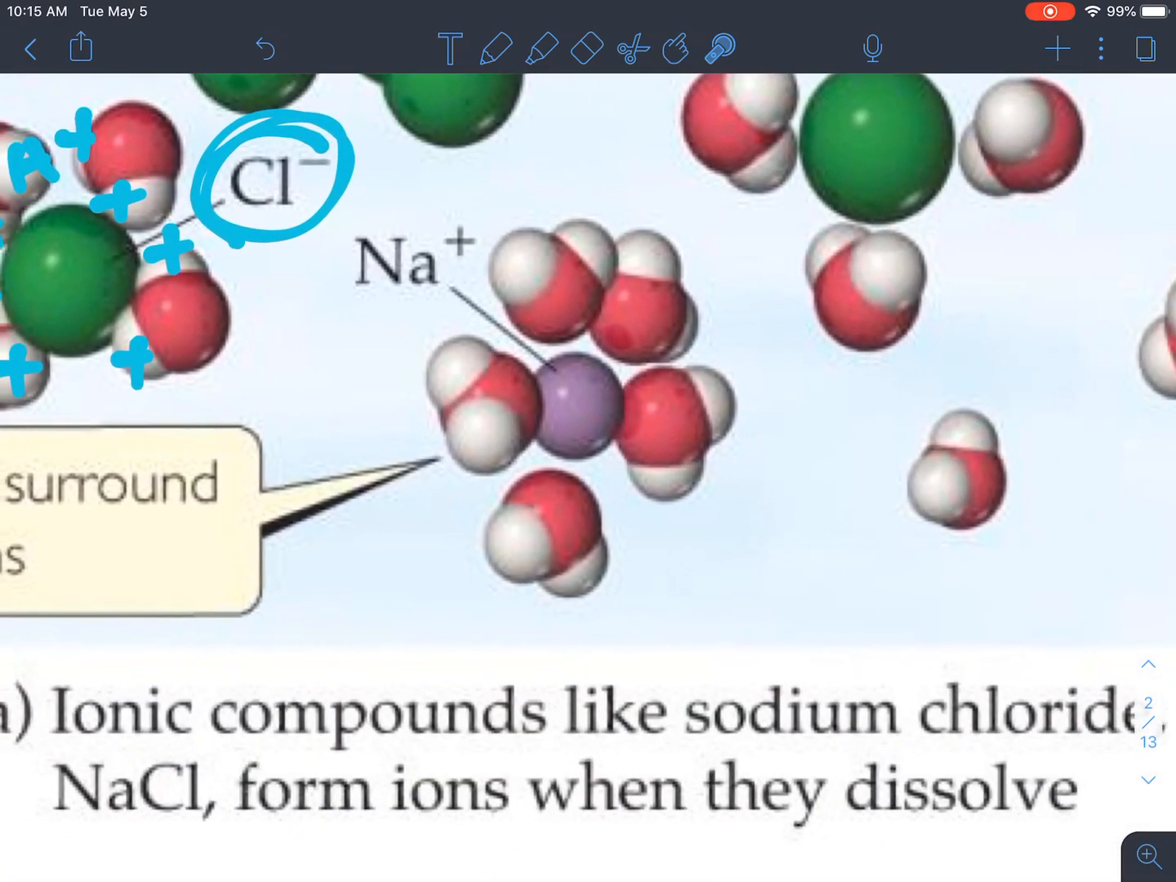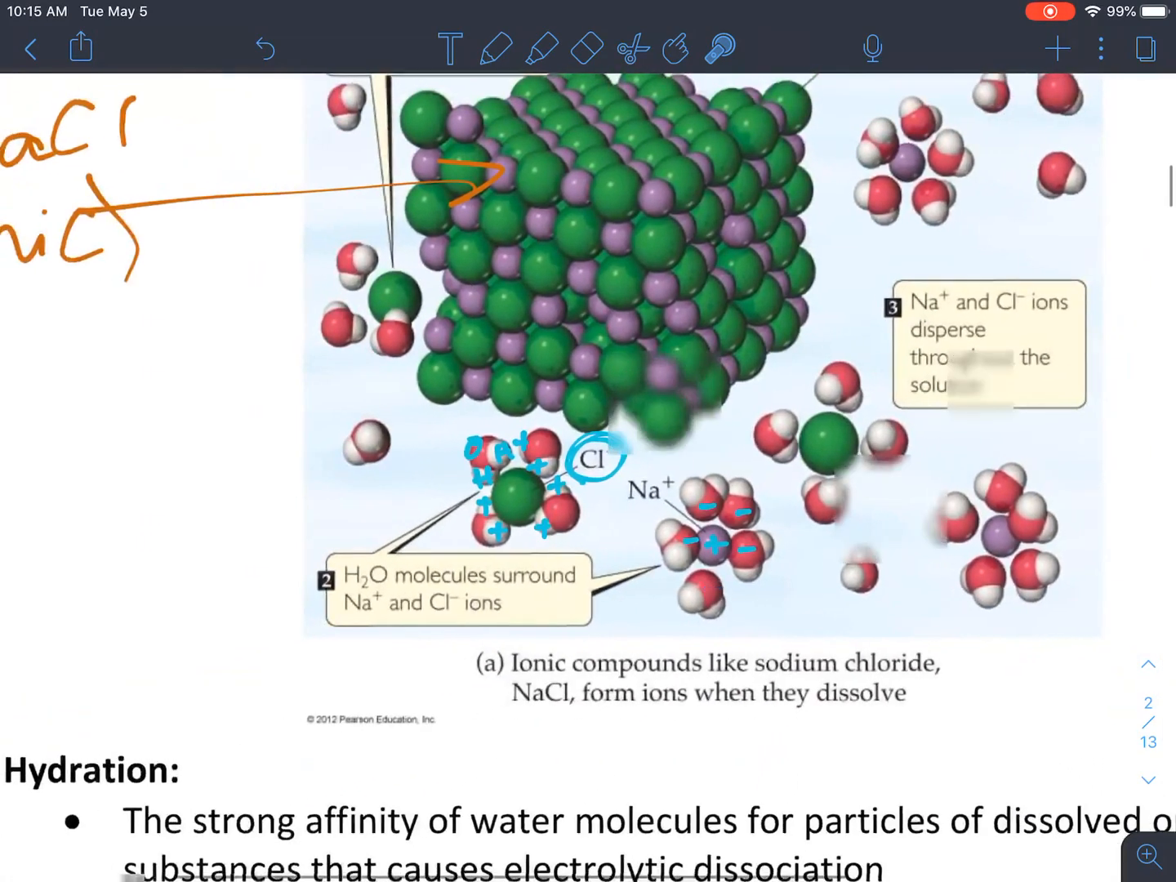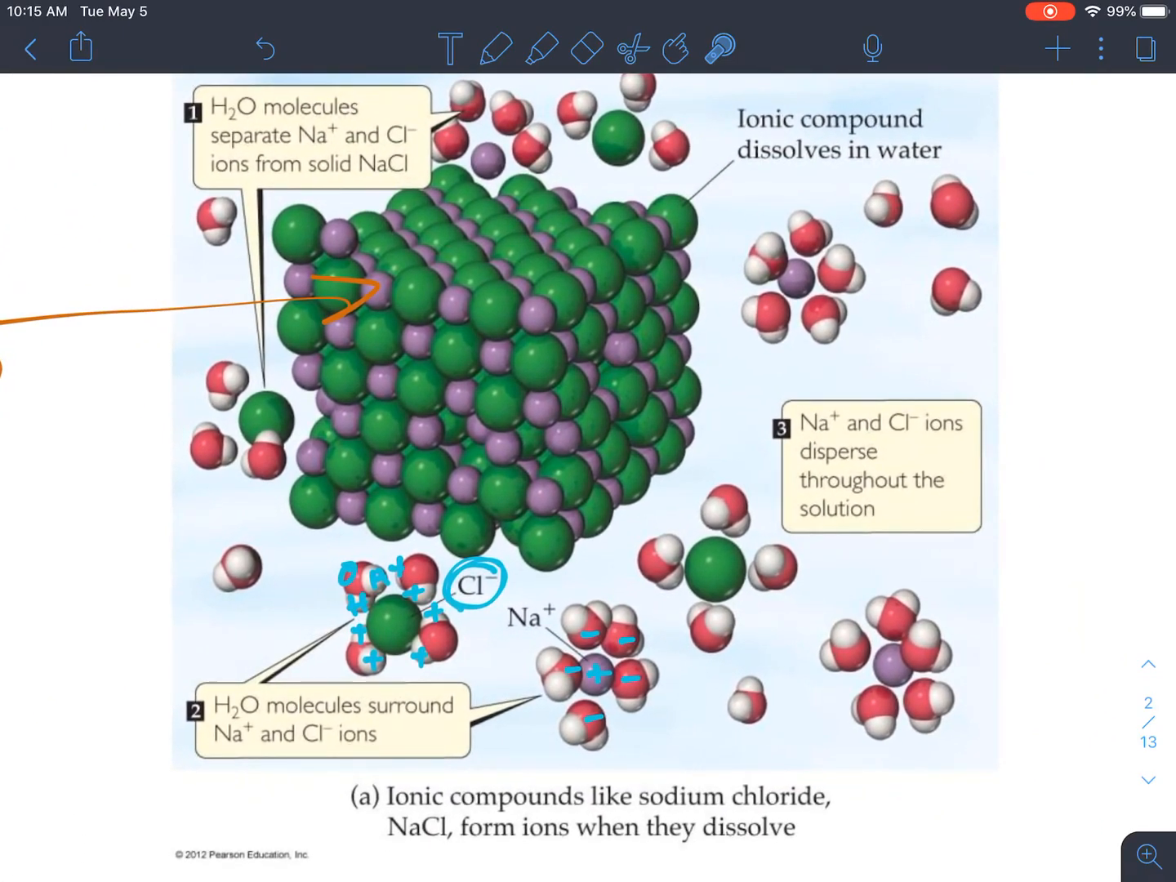Okay? And then you take a look here, you have the partially negative sides, the negative oxygens of water, surrounding the positive sodium ion here. So what ends up happening is that it blocks it off and separates it from the rest of the structure.